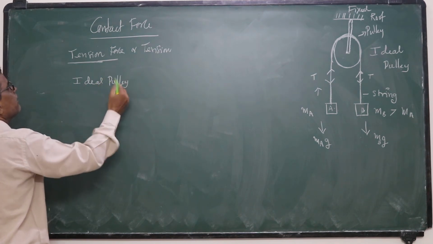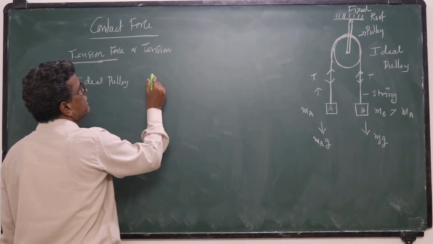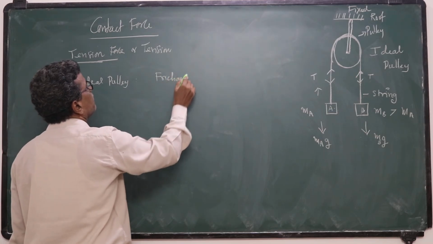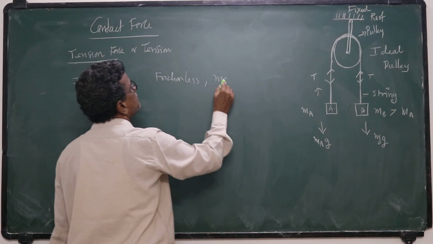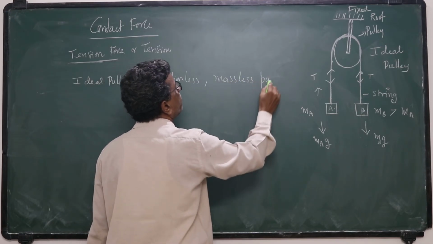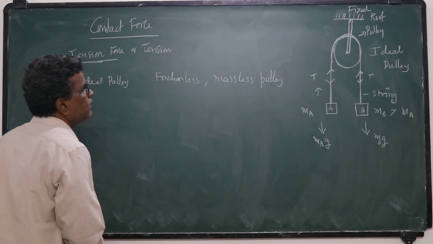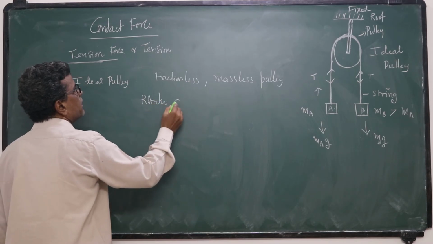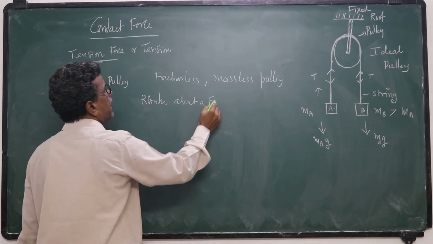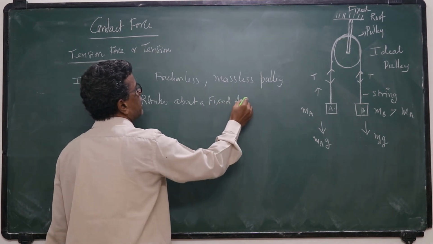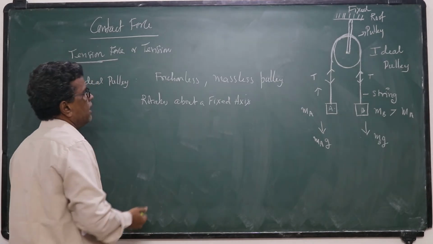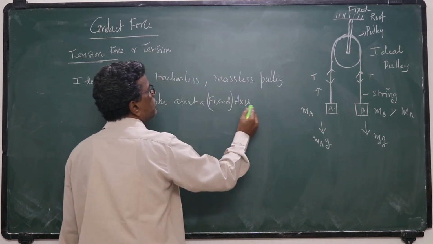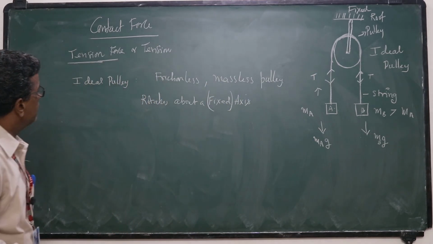What is an ideal pulley? An ideal pulley is a pulley which rotates without friction, a frictionless, massless pulley, and it rotates about a fixed axis or a mobile axis without any friction. Such pulleys we can call ideal pulleys.